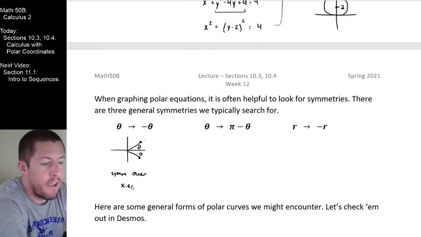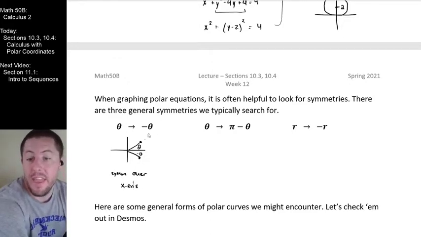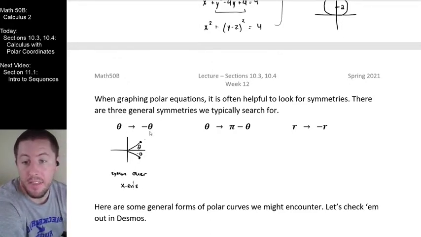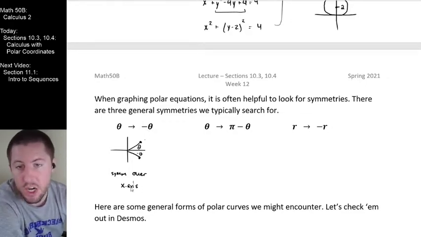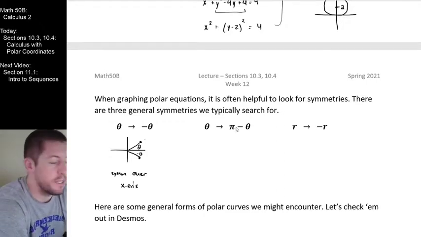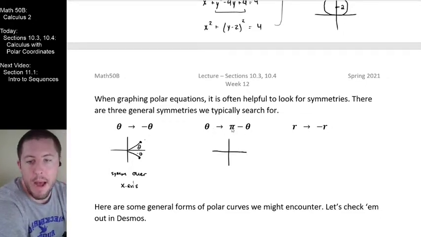So this says if you can replace theta with negative theta in your equation and the equation remains identical once you simplify it, then that says our graph is going to have symmetry over the x-axis. Another symmetry that we have available to us is the symmetry of saying, hey, what happens if you swap out all of your thetas for pi minus theta?